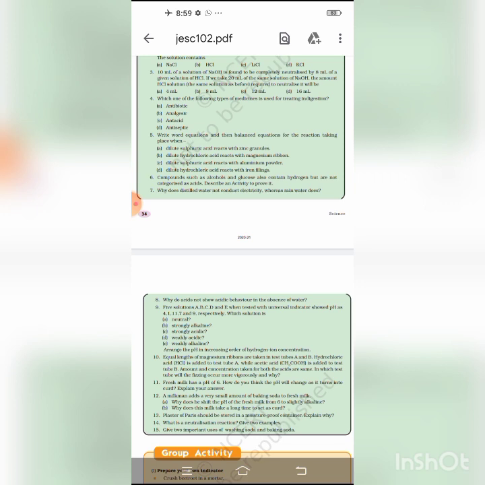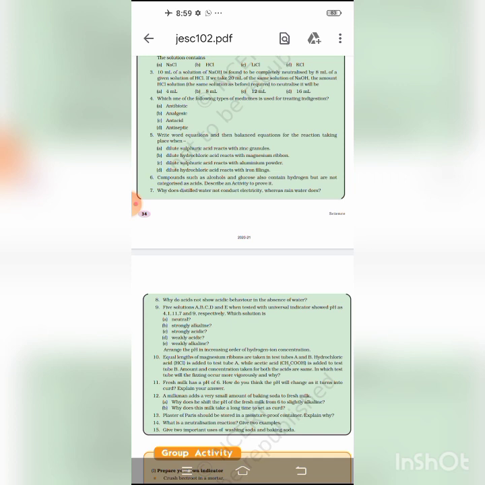Okay, when dilute sulfuric acid reacts with aluminium powder, sulfuric acid plus aluminium gives aluminium sulfate plus hydrogen. Okay, and the balanced equation is 3H2SO4 plus 2Al, which gives Al2(SO4)3 plus 3H2. Okay.